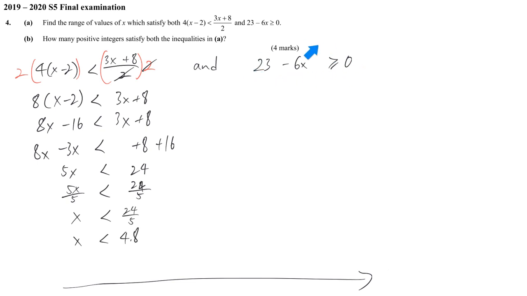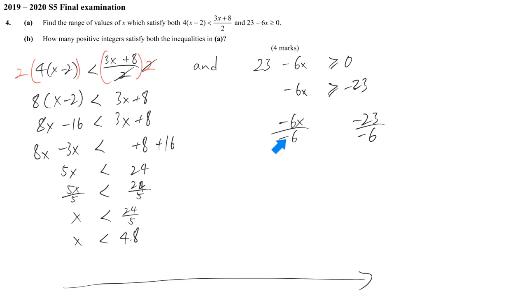For a similar reason, we handle the second inequality. Negative 6x, this term remains on the left-hand side, and then both sides minus 23, we have negative 23 on the right-hand side. Afterward, I want x, I don't want negative 6. So negative 6x, I need to divide by negative 6. Similarly, negative 23, I need to divide both sides by negative 6.